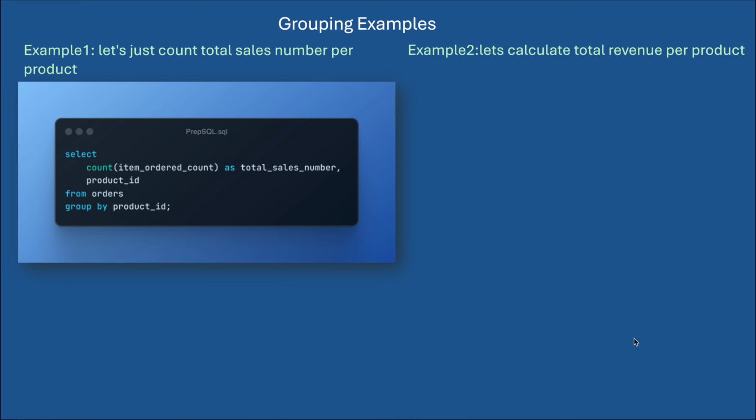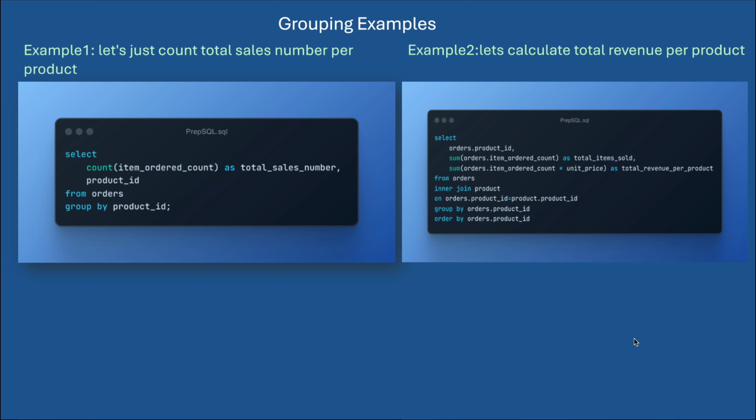Likewise, let's look at the second. Let's calculate the total revenue per product. To calculate the total revenue per product, we select from the orders table. Select orders.product ID, sum of orders.item order count as total items sold, and sum of orders.item order count times unit price in order to get the revenue as total revenue per product, from orders inner join product, because our unit price is coming from the product table. So we do an inner join on the products table on orders.product ID equals product.product ID, group by orders.product ID and order by orders.product ID.